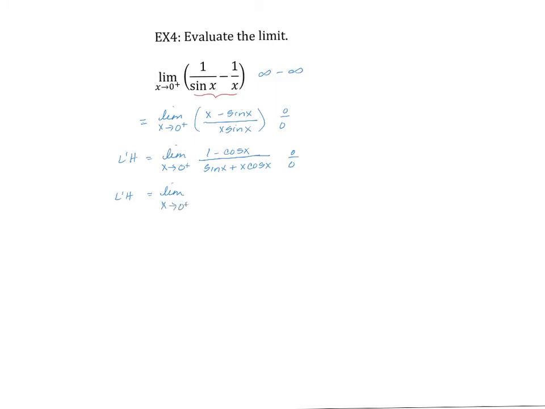In the numerator, this is going to be just sine. But the denominator is a little bit more complicated. The derivative of sine of x is cosine of x plus, and then I have to use the product rule on x times cosine of x. So that's going to be cosine of x plus x times negative sine of x.